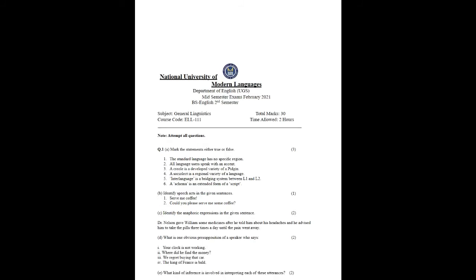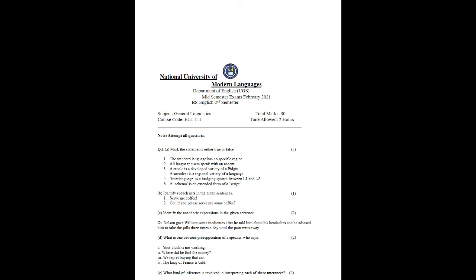This second paper is of General Linguistics. So question number 1, part A: mark the statements either true or false. Some statements are given there. First statement, the standard language has no specific region. Second one, all language users speak with an accent. A Creole is a developed variety of a Pidgin. A sociolect is a regional variety of a language. Interlanguage is a bridging system between L1 and L2, and the sixth statement is, a schema is an extended form of script. So all of these are correct.